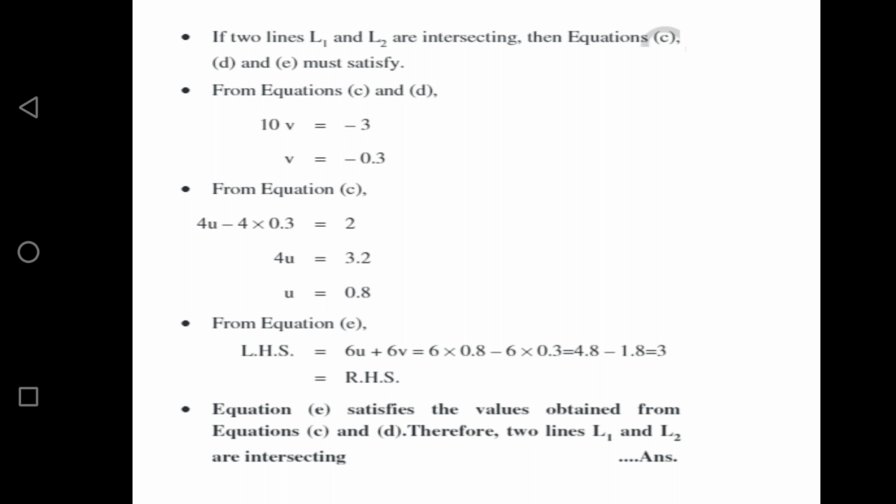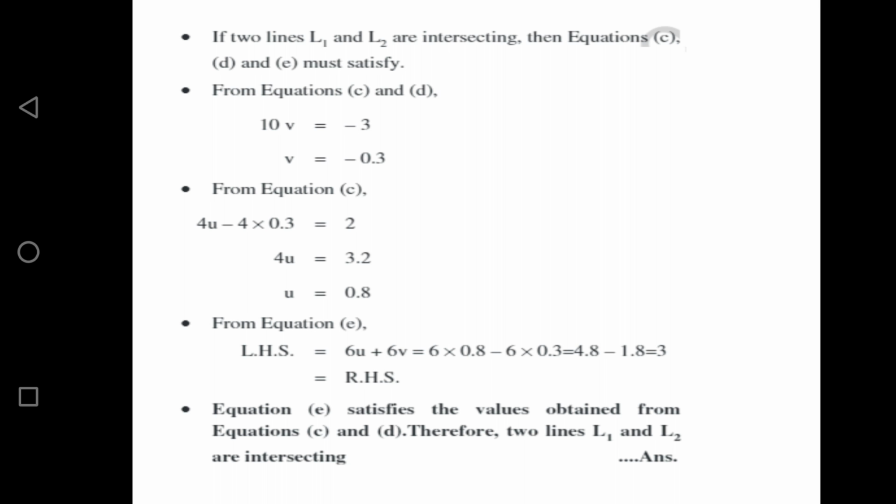If these two lines are intersecting, then substituting these values of u and v must satisfy the remaining equation also. Let us consider the equation 6u plus 6v equals 3 and substitute the values of u and v. If I get the value 3, then my two lines are intersecting. Substituting, I get 3, so LHS equals RHS. So equation E satisfies the values obtained from equations C and D. Therefore, two lines L1 and L2 are intersecting.